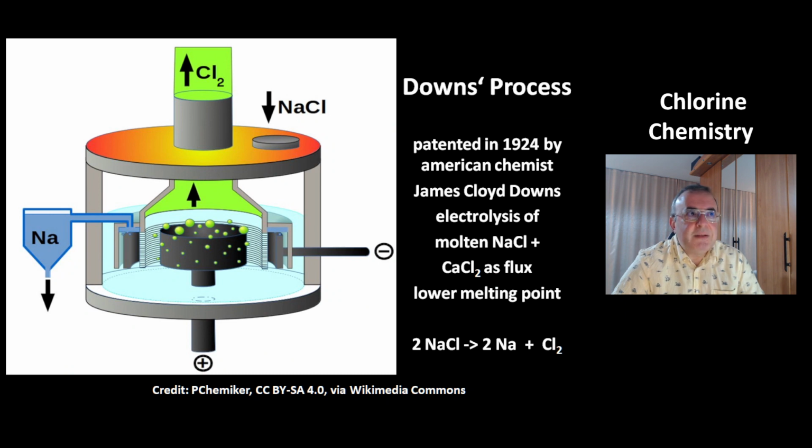This is another method. It's called the Downs process. It was patented in 1924 by American chemist James Cloyd Downs. It's an electrolysis of molten sodium chloride, and calcium chloride is added to the sodium chloride to lower the melting point as a flux. And the products of this reaction are sodium metal and chlorine gas.